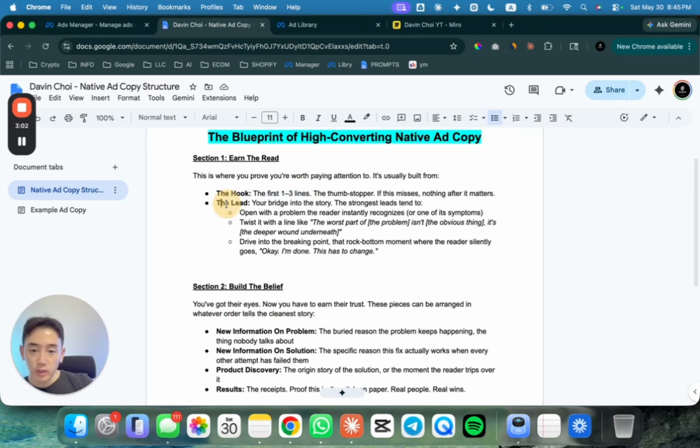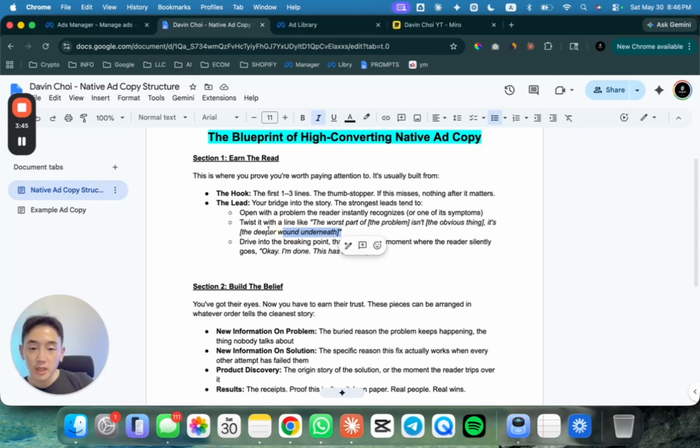And then after the hook, it goes into something called the lead. And this is where you bridge into the actual story itself. Because once again, native ads are stories at the end of the day. And with the lead, these are divided into 3 sections. You open with a problem the reader instantly recognizes or one of its symptoms. And then you twist it with a line like, the worst part of the problem isn't this obvious thing, it's actually something underneath it. An example of this would be, if you're selling hair serum or hair supplements for people struggling with hair loss, you can say, oh, the worst part of losing hair isn't the balding itself or the receding hairline. It's actually that it's affecting my relationship with my girlfriend or my wife, you know?